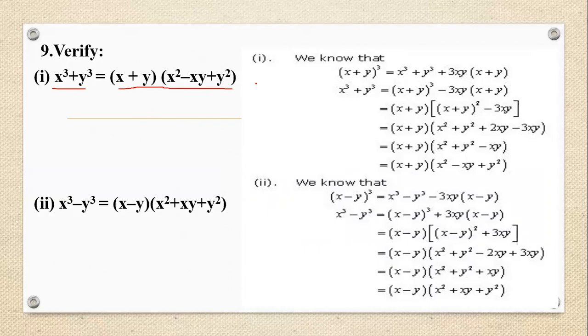You can see here the identity that we already know: x plus y whole power 3 is equal to x cube plus y cube plus 3xy bracket x plus y. So we have rearranged it.